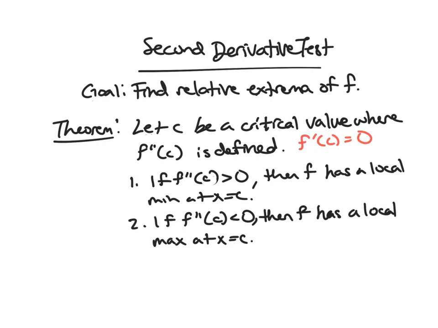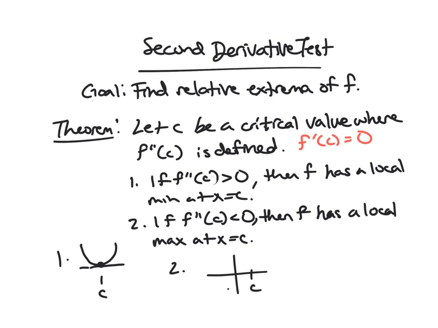So again, in the first case, remember we have a flat point at c. So we've got c here, and then we have f double prime of c is greater than zero. So basically we're facing up, right? We're concave up at c, and then I've got this horizontal tangent line here. And so this is exactly the picture of a local min, or a relative min.